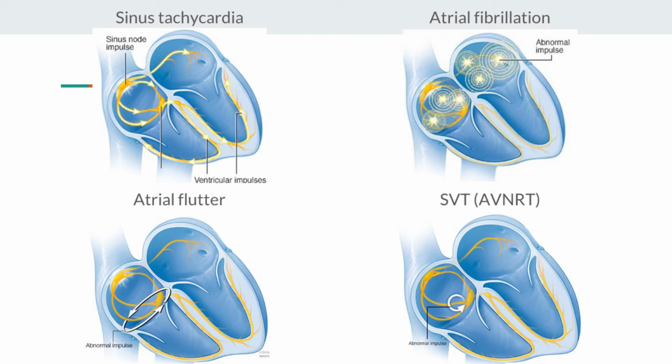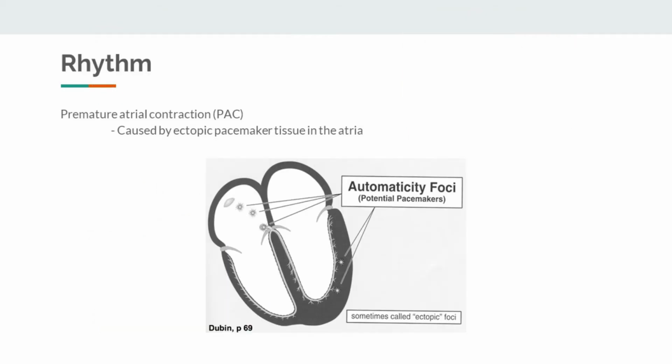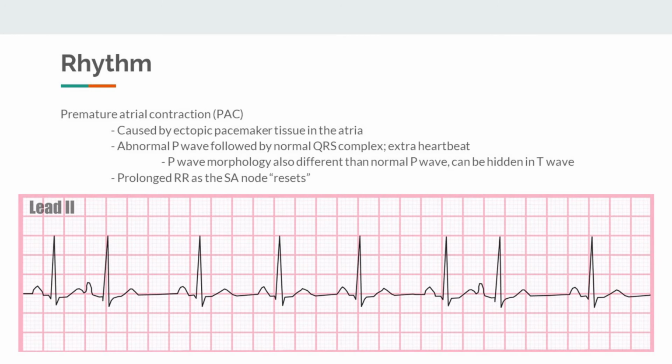Let's move on to our next irregular rhythm, PACs, or premature atrial contractions. These are essentially extra heartbeats caused by ectopic or automaticity foci in the atria. On the EKG, they're seen as an abnormal P wave followed by a normal appearing QRS complex. Following the extra heartbeat, there's a prolonged RR period as the SA node resets.